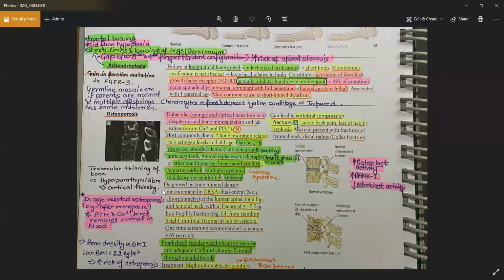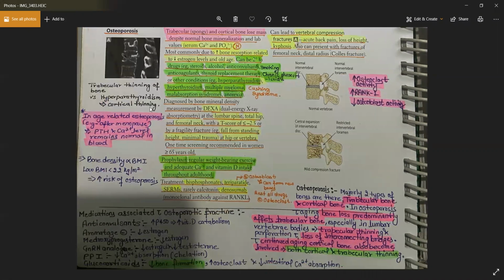Now, there's a difference between age-related osteoporosis and osteoporosis secondary to these risk factors. In age-related osteoporosis, initially you will have trabecular bone resorption, and then in the later stages of the disease, you will have cortical bone resorption. So the bone resorption in age-related osteoporosis starts in the center of the bone, with the trabecular part, and then progresses to the cortical bone. What you can see is trabecular thinning of the bones and loss of the interconnecting bridges.